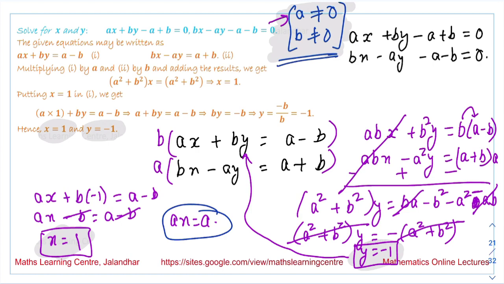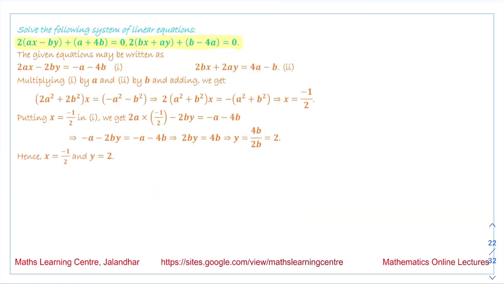Now the next question we have, these are the two equations that are given to us, and we have to solve these equations for x and y. We have written these equations in the form: the first equation becomes 2ax minus 2by is equal to this, and the second equation is 2bx. So we are writing these equations over here.